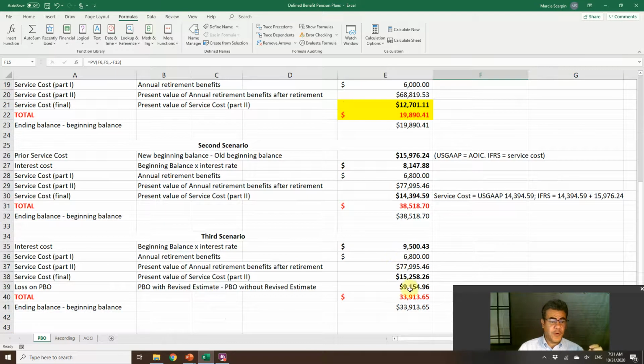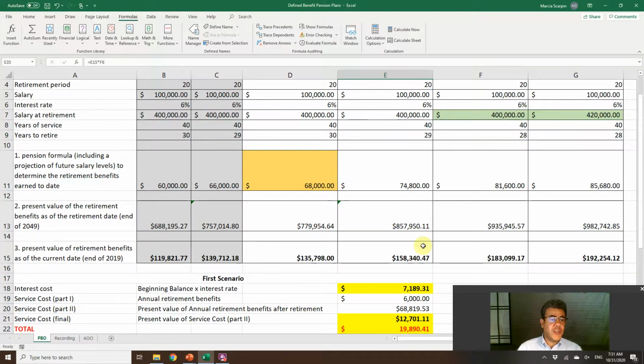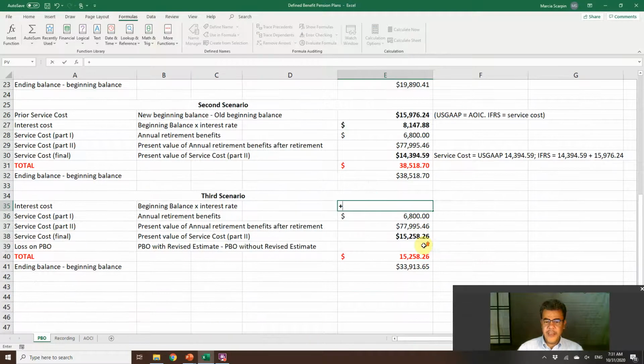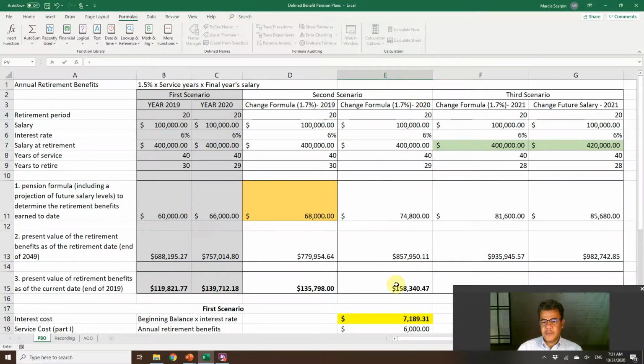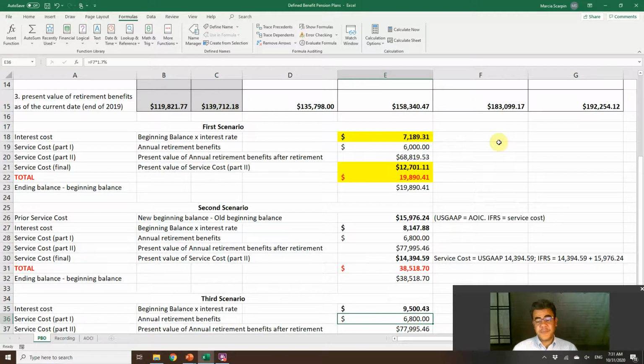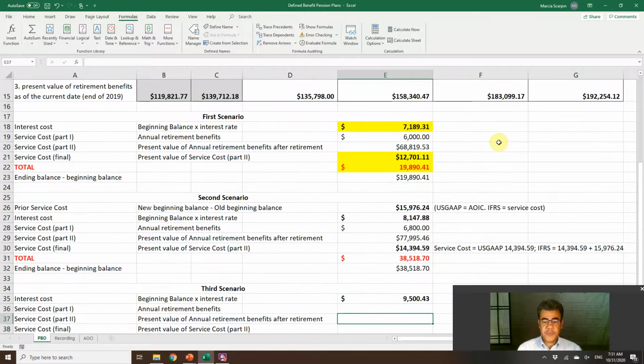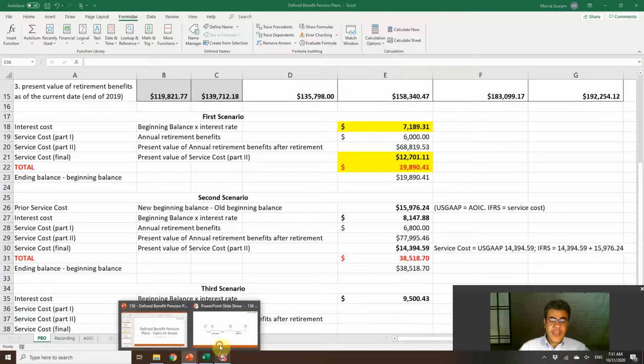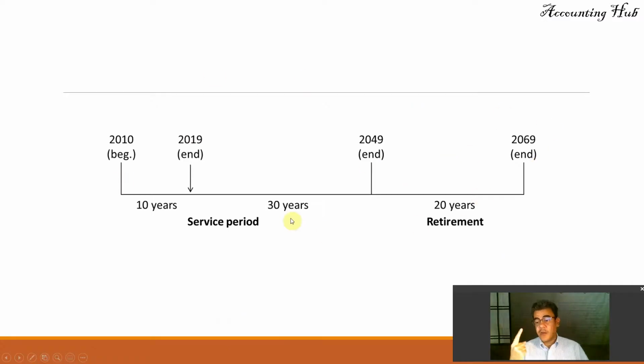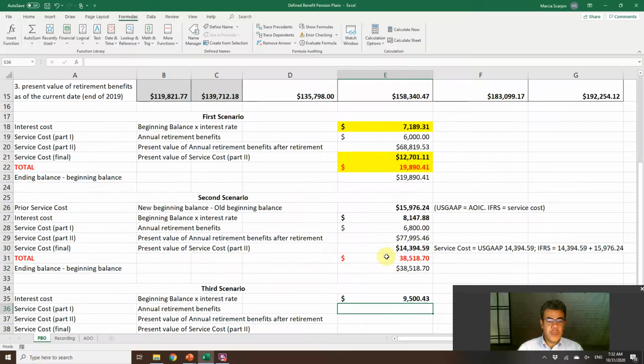So third scenario, let's delete these lines here. Interest cost, how much is it? It is the beginning balance here times the interest rate, 6%. So this is our interest cost. How much is our service cost? Service cost, we do exactly the same here. However, only for the additional year, only for 1 year.